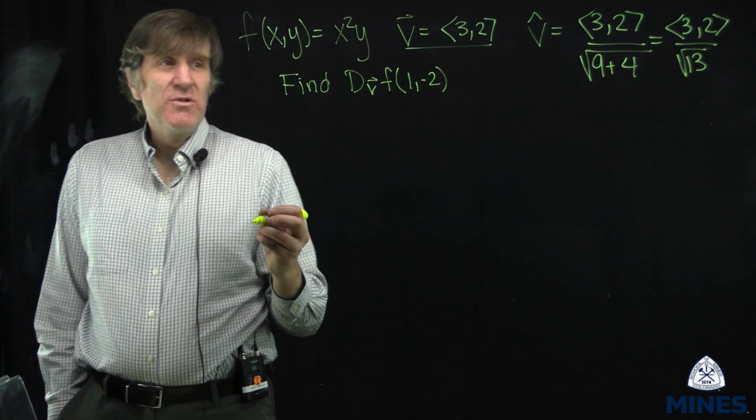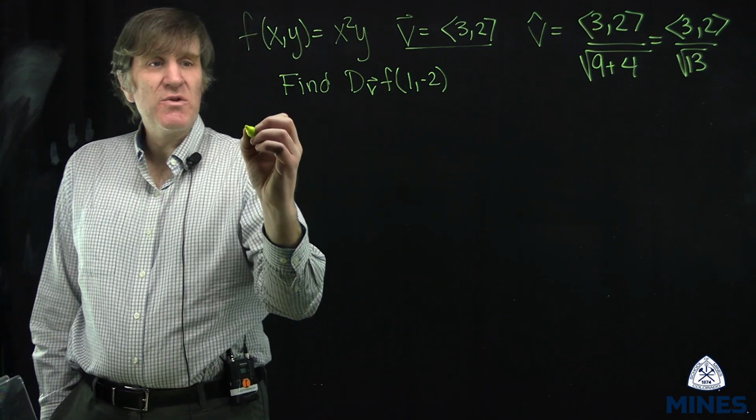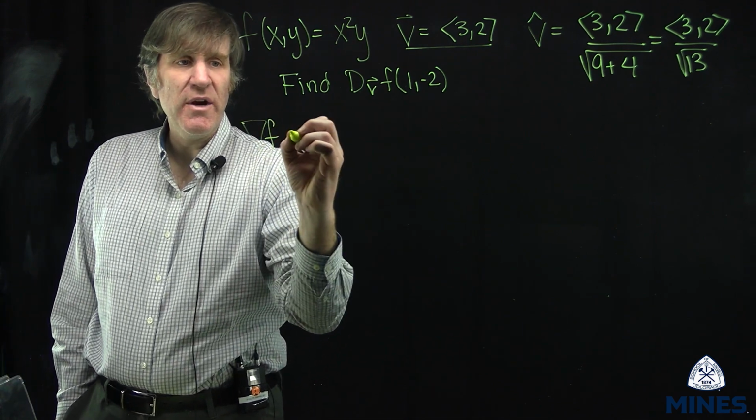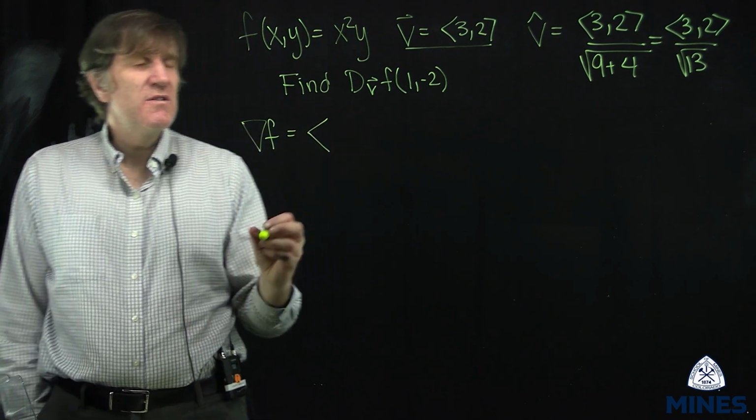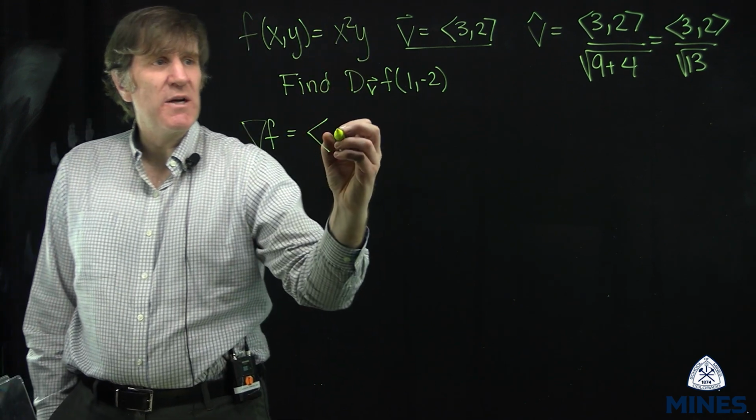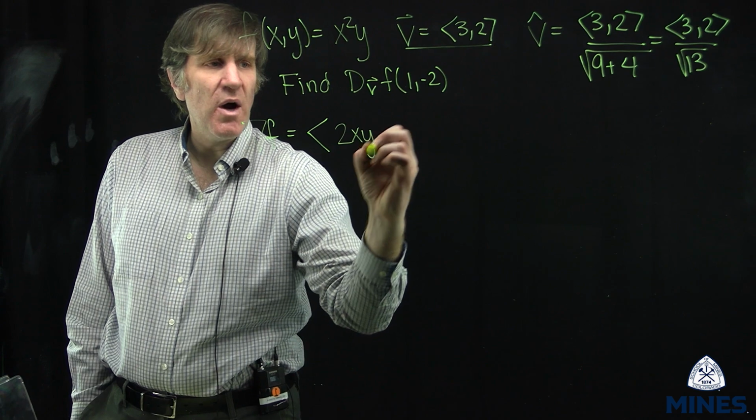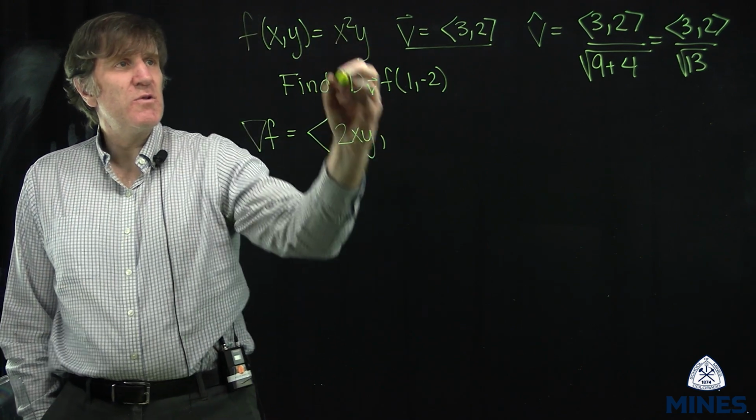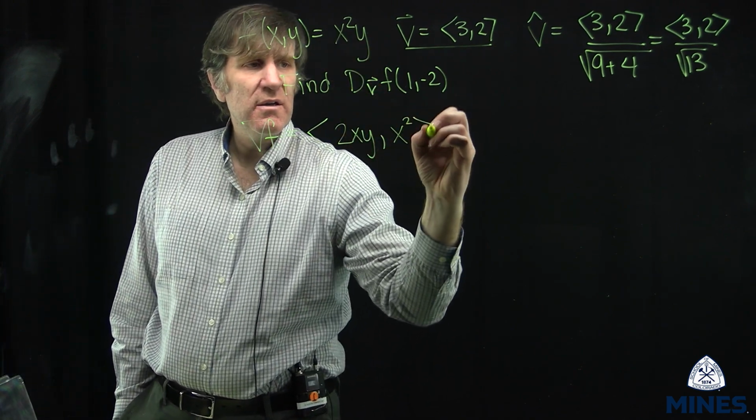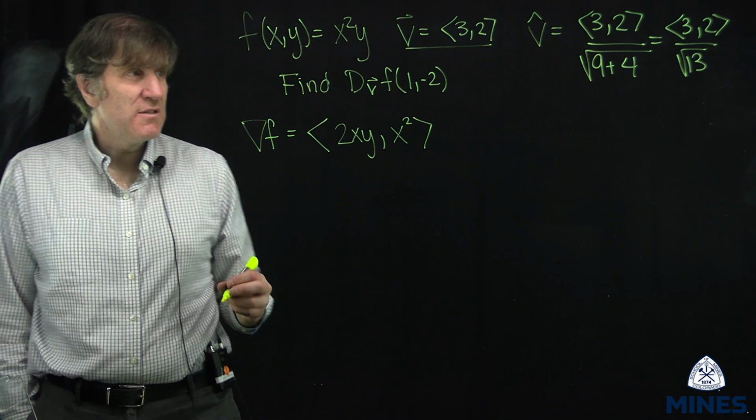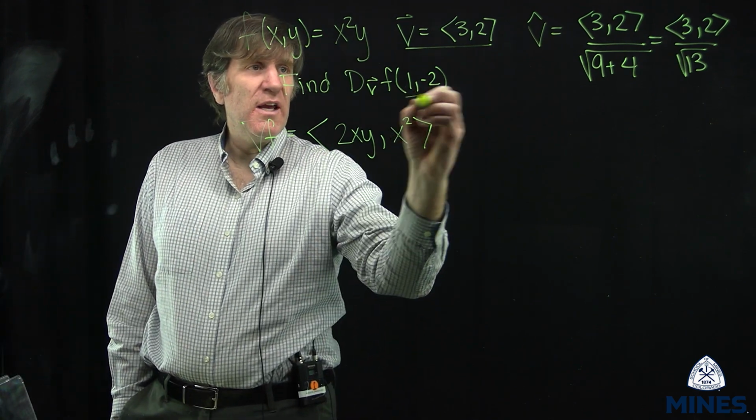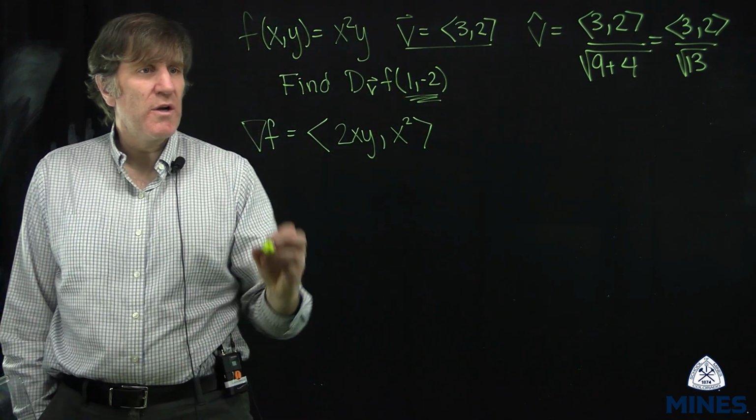To find the directional derivative, now that we have the unit vector, we also need the gradient. So the gradient of f is the derivative of f with respect to x, which is 2xy, and the derivative of f with respect to y, which is x squared. So that's our gradient. We are interested in the directional derivative at the point 1 comma minus 2.